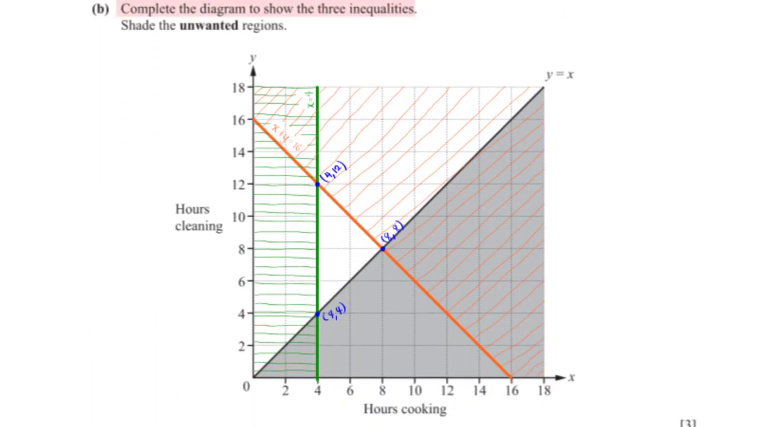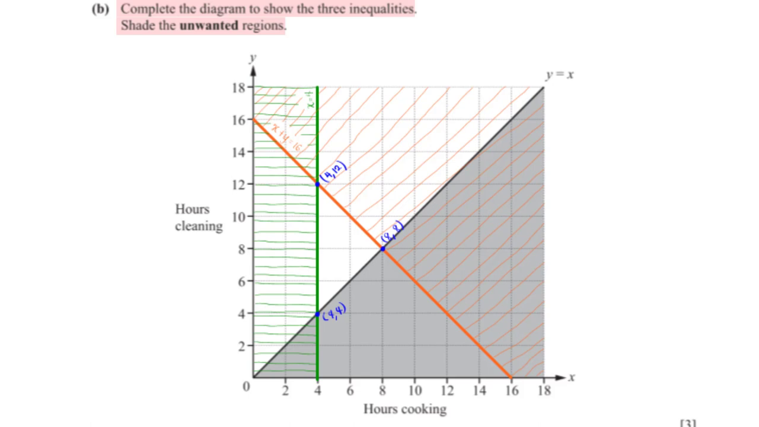Complete the diagram to show the three inequalities. Shade the unwanted regions. So for the three inequalities, we need to draw the lines y is equal to x, x plus y is equal to 16, and x is equal to 4. The line y is equal to x has already been drawn for us. So we need to draw the lines x is equal to 4 and x plus y is equal to 16.